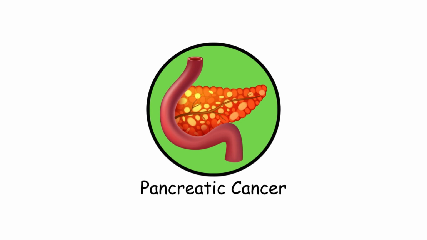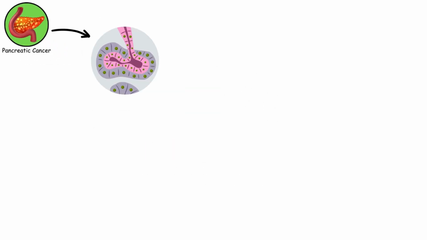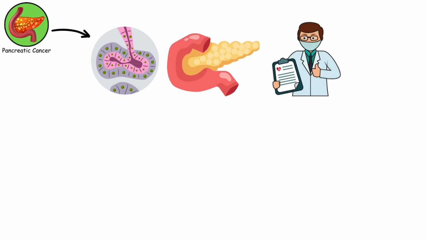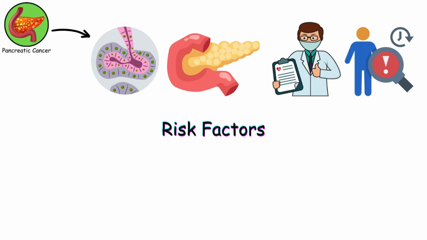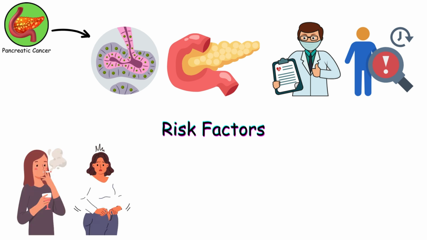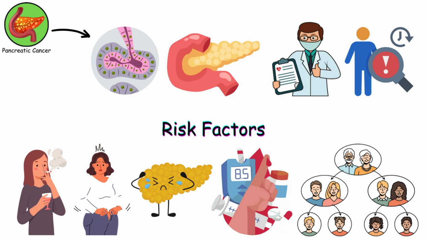Pancreatic cancer. Pancreatic cancer begins in the tissues of the pancreas, an organ located behind the stomach. It is often diagnosed at a late stage, leading to poor prognosis. Risk factors include smoking, obesity, chronic pancreatitis, diabetes, and family history.